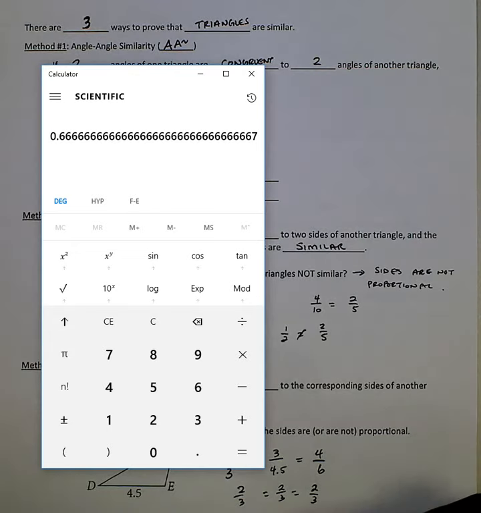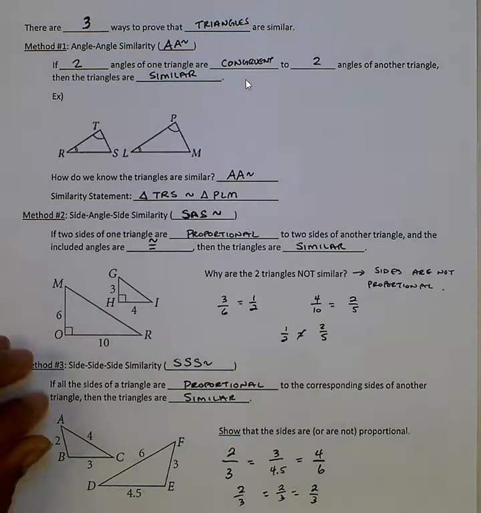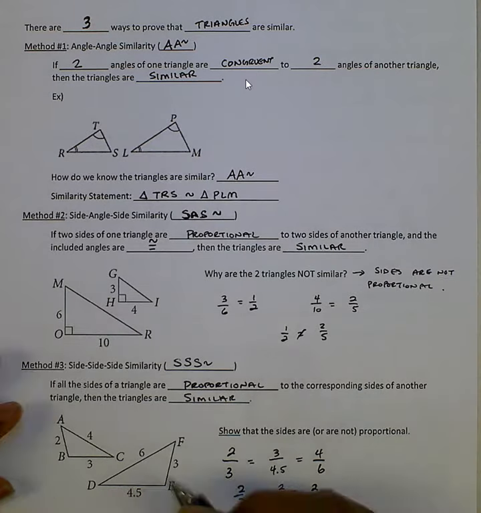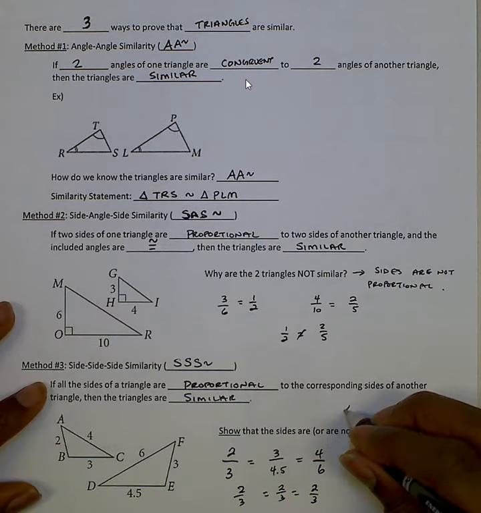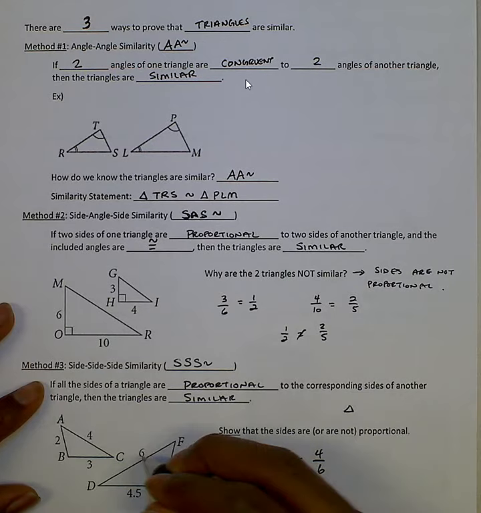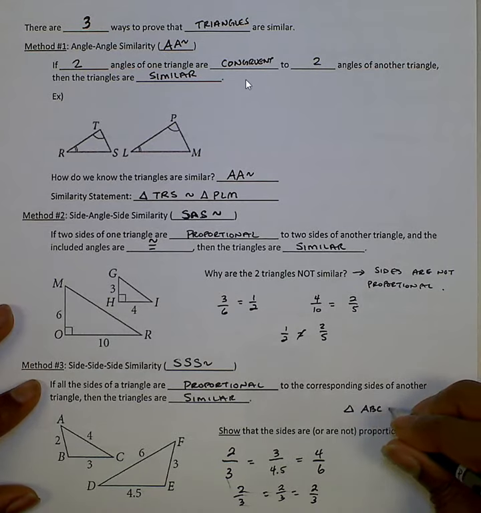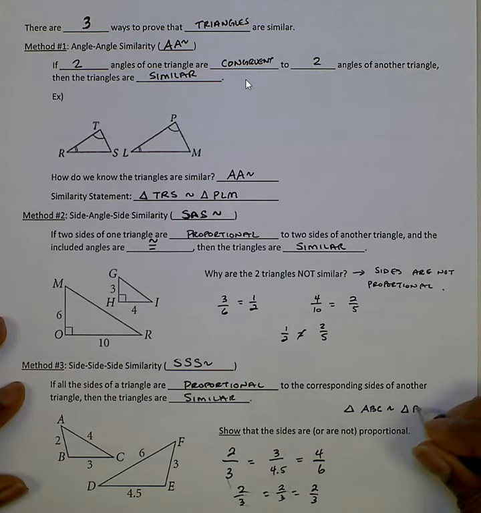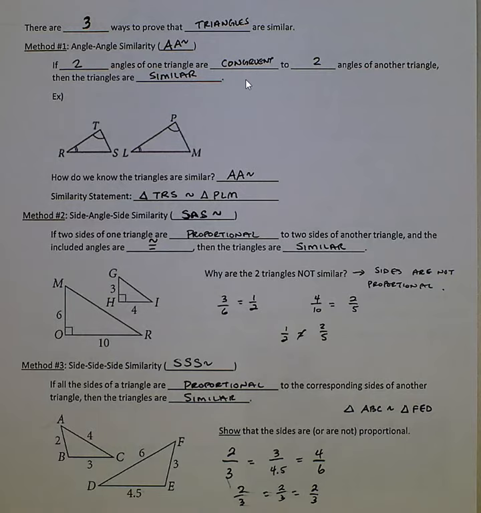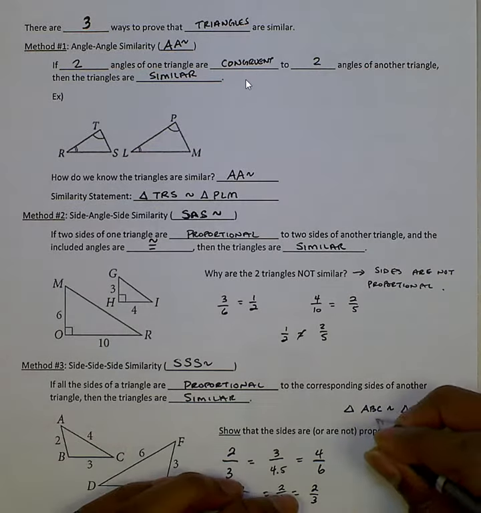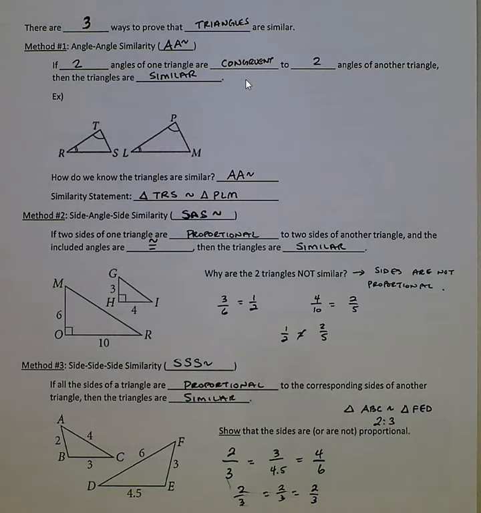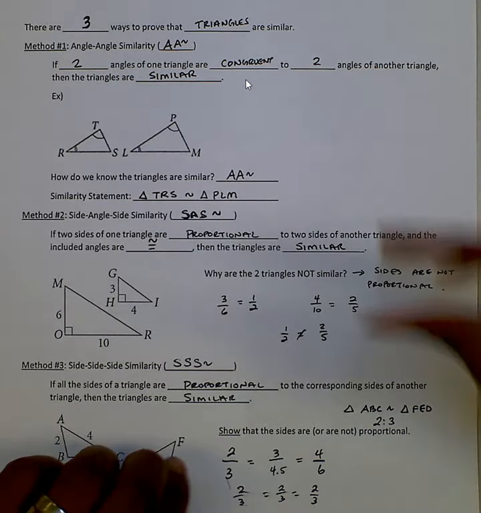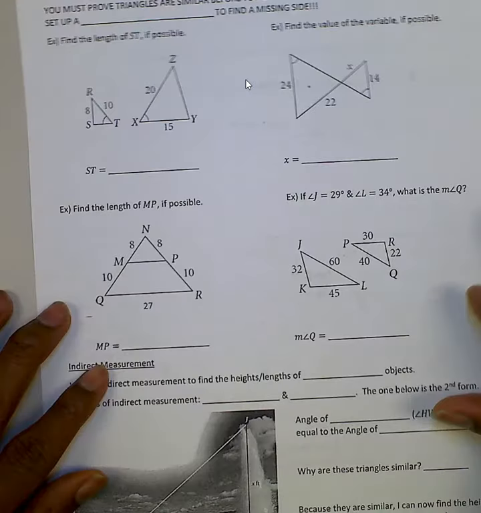We could use this side-side-side similarity to prove that these two triangles are similar. So I can say triangle, and now I'll do short to medium, ABC, is similar to triangle, short to medium, FED. That would be my similarity statement. And my similarity ratio would be 2 to 3. Okay. Flipping to the back side.